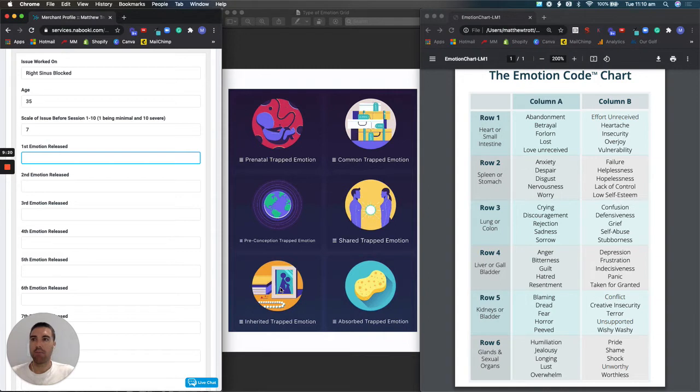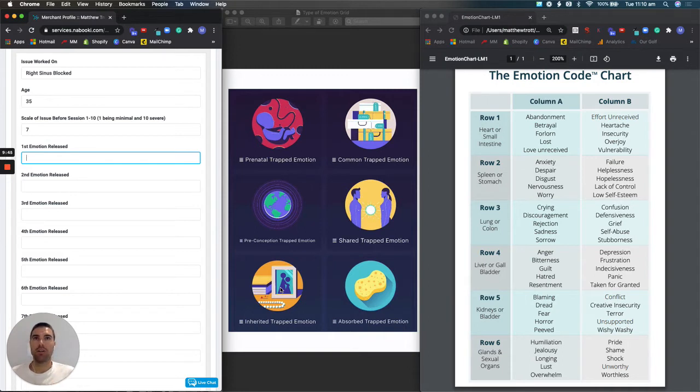And that can be passed down many generations. So it can be several generations it goes back. Usually when we get an inherited one, we'll find out whether you've got it from your mother or your father and how many generations that goes back in your lineage. Common trapped emotion is basically emotion that you've created for yourself and you've trapped.